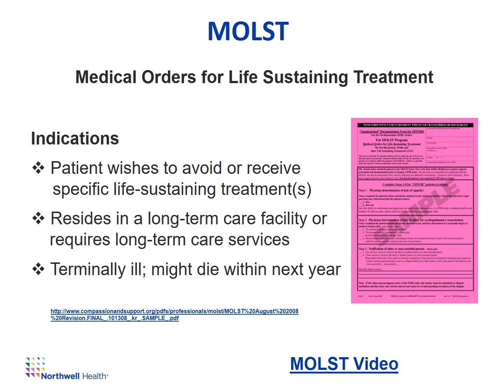The MOLST form, which stands for Medical Orders for Life-Sustaining Treatment, is a legal document in New York State. However, its use is limited to those who may reside in a long-term care facility requiring long-term care services and most likely is terminally ill and may die within the next year. This, again, specifies which treatments the person would like to either avoid or receive regarding life-sustaining treatments.